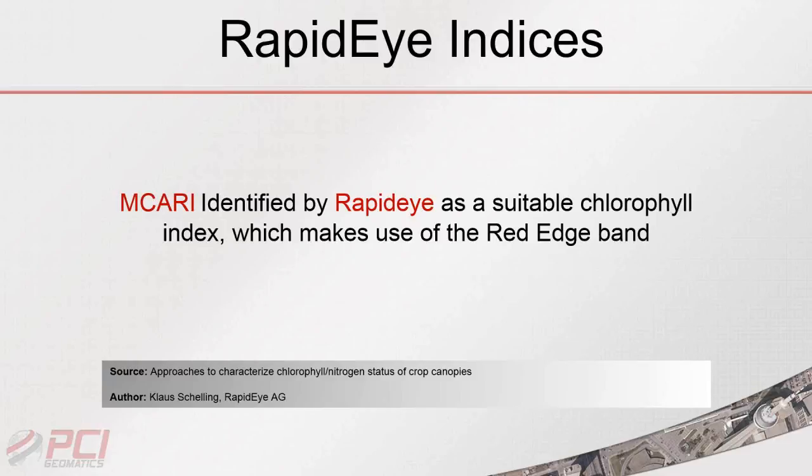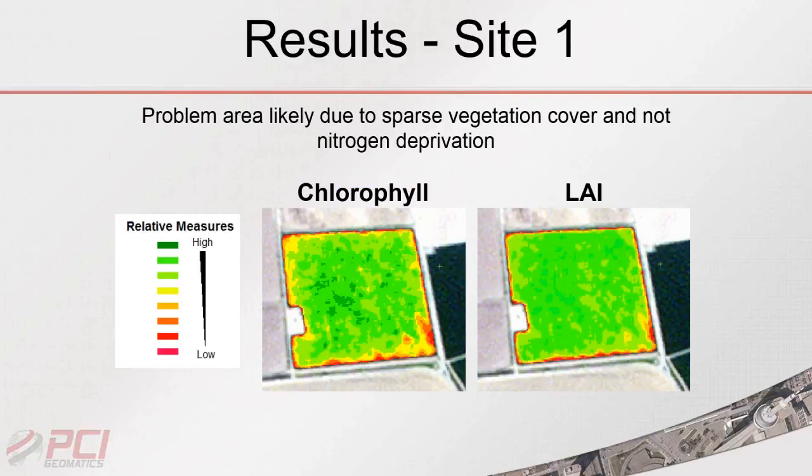Just some more information here from researchers at RapidEye that M-Carry has been identified as a suitable chlorophyll index, which makes use of the red edge band. So we try to provide you some references there, so you can go back and read the papers if you want to. So here we have some different scenarios. I'm going to go through the results first to give you a sense of what we're doing.